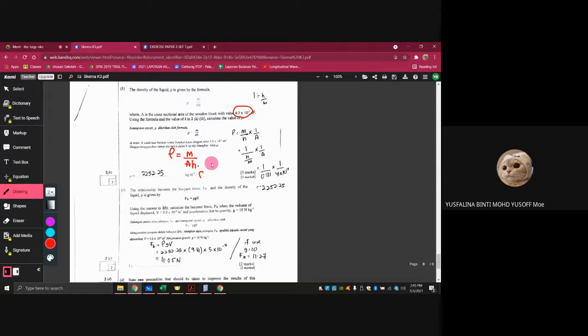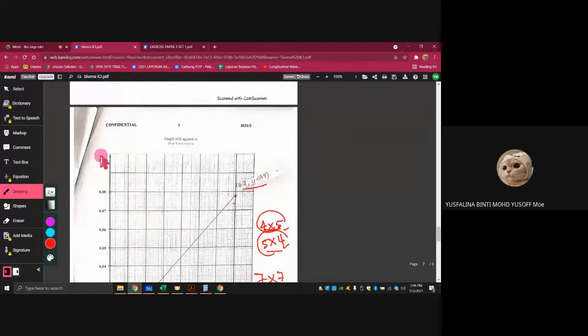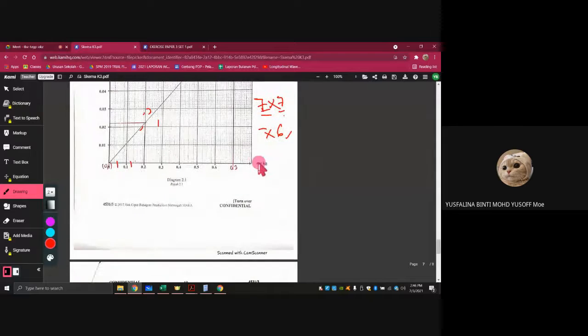I will arrange the formula back. I will separate it. One is m over h, and another one I separate, 1 over A. When you multiply, you can get back the formula, right? Now you can see m over h. So the gradient is h over m, right? The gradient is h over m.